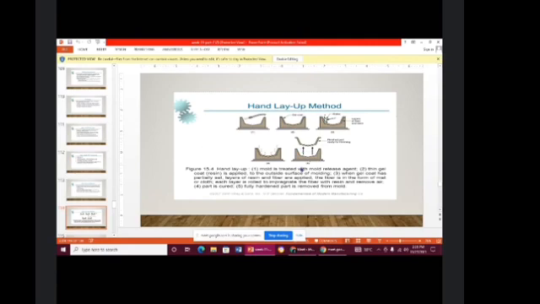Number five, the fully hardened part is removed from the mold. The finished part is then ready for trimming.